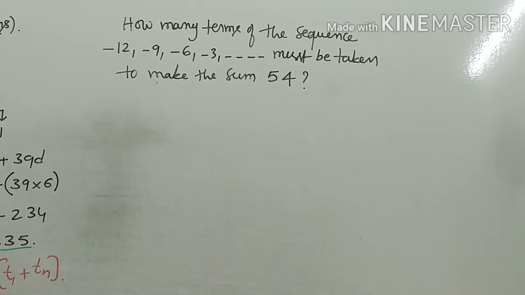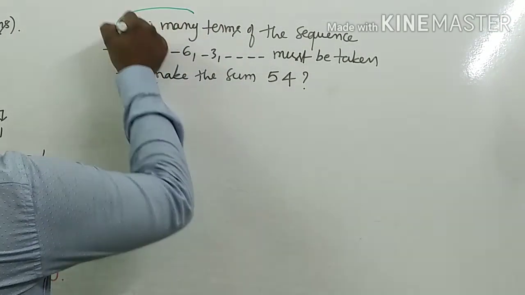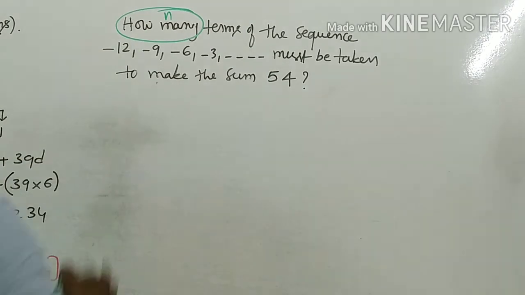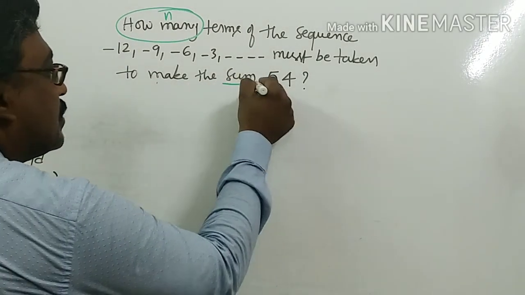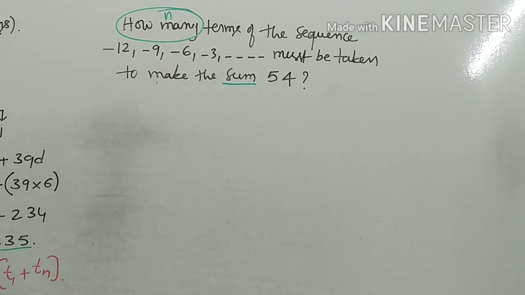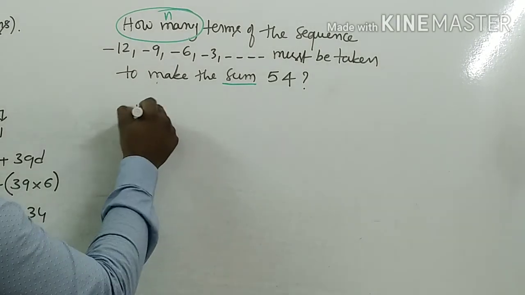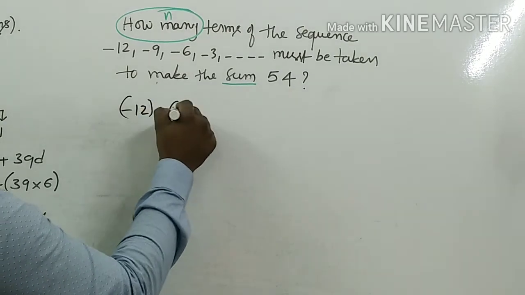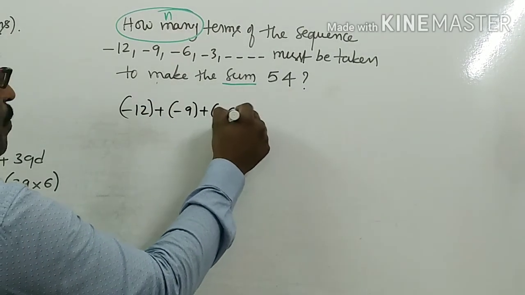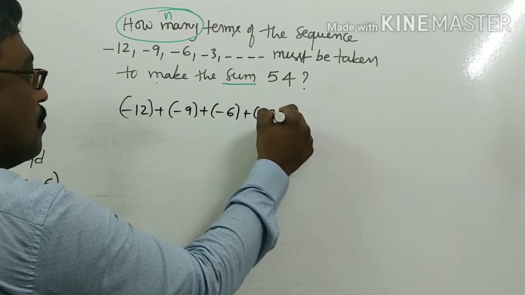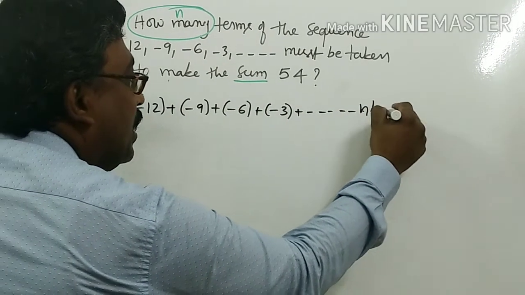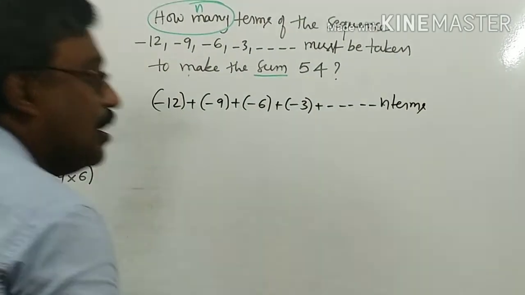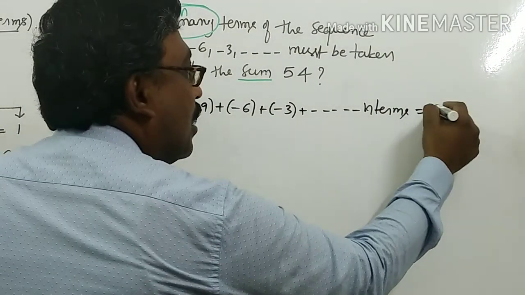How many terms? Means n is how much? The sequence must be taken to sum. Sum means you need to add them. Minus 12 plus minus 9 plus minus 6 plus minus 3 plus so on. How many terms? We don't know. n terms. Then what answer you will get?